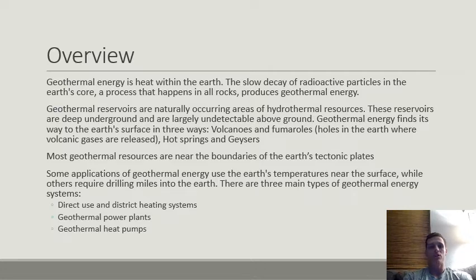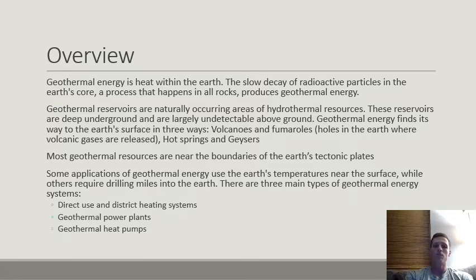Geothermal energy finds its way to the Earth's surface in three ways: either through volcanoes and fumaroles, which are just holes in the Earth where volcanic gases are released, hot springs, and geysers. Most of these geothermal resources are near the boundaries of the Earth's tectonic plates. Some applications for geothermal energy use the Earth's constant temperature near the surface, while others require drilling pretty deep into Earth's crust in order to harness that energy.